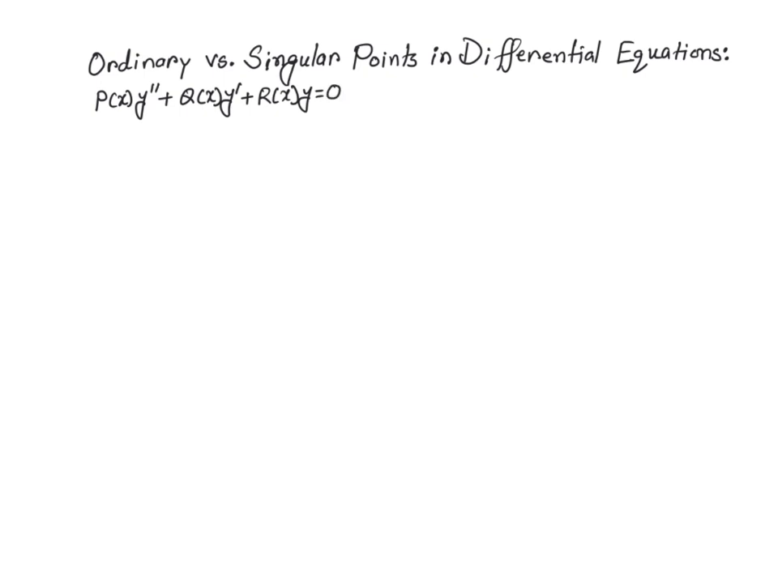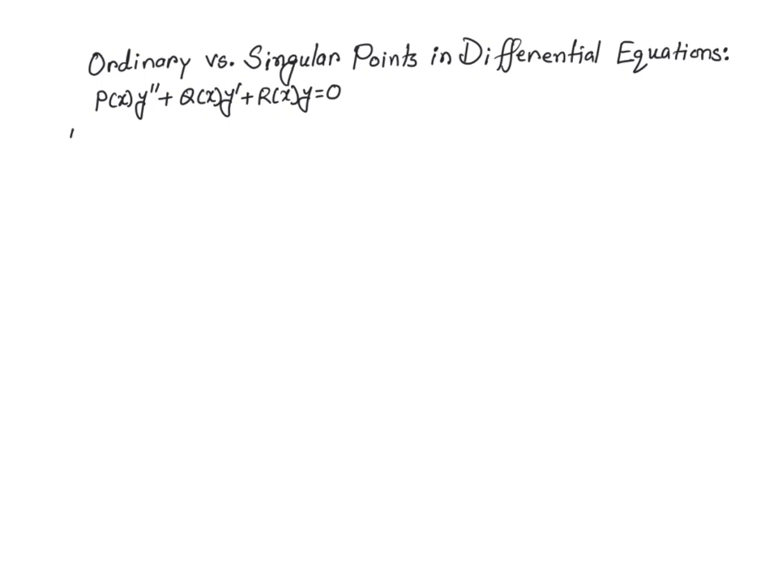We are making the assumption here that P, Q, and R have nothing in common other than 1 as a factor. And also, P, Q, and R have power series expansions. So let's go ahead and define ordinary versus singular points in maybe 3 different ways.